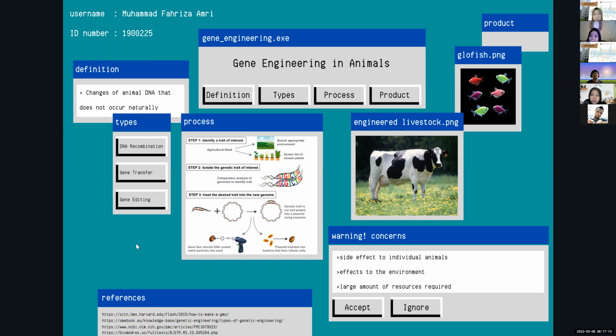And for the other question, which is can you use DNA recombination technology in gene engineering in animals? Yes, of course you can use it because, as I mentioned before, it's a technique that you use to apply, let's say, genetic engineering in animals. It's one of the techniques that you can use, and so yes, both of them are very much related to each other. That will be my answer.